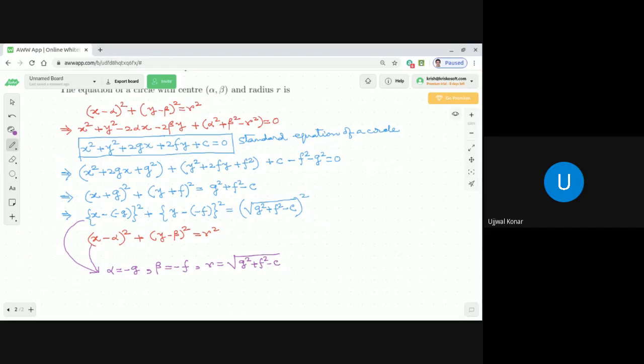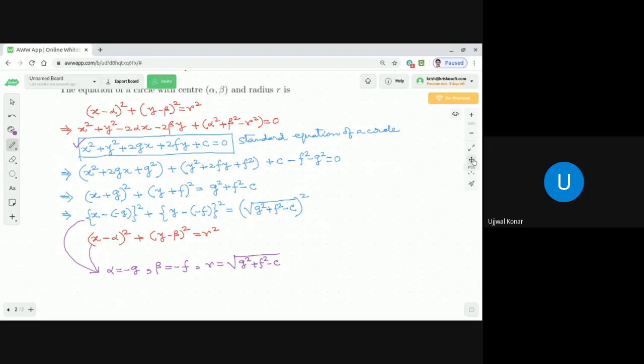What is the observation? The standard equation of a circle, x square plus y square plus 2gx plus 2fy plus c equal to 0, is having two attributes as we discussed. The circle is having two attributes. So x square plus y square plus 2gx plus 2fy plus c equal to 0 has its center at the point minus g comma minus f, and has radius square root of g square plus f square minus c.